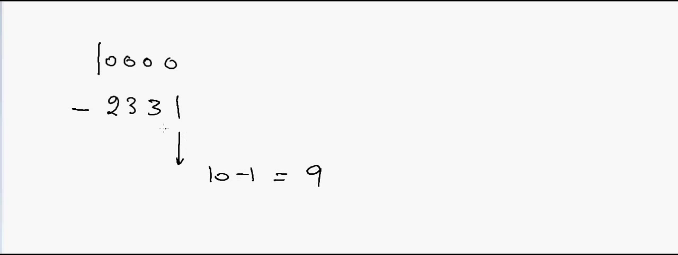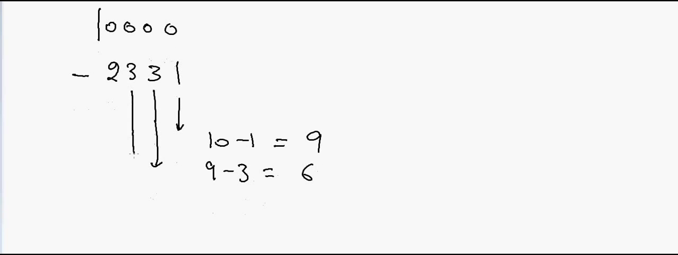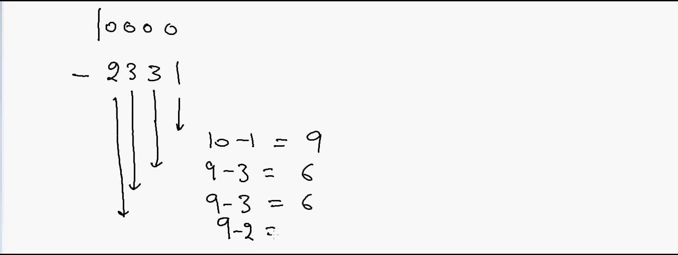The same thing can be done for larger numbers. Suppose I have 10000 and want to subtract 2331 from it. In that case, first I take the 1, so 10 minus 1 is equal to 9, and I take the 3, so 9 minus 3 is equal to 6. Then I'll take the next 3, so 9 minus 3 is equal to 6, and then I'll take the 2, so 9 minus 2 is equal to 7, so the answer will be equal to 7669.